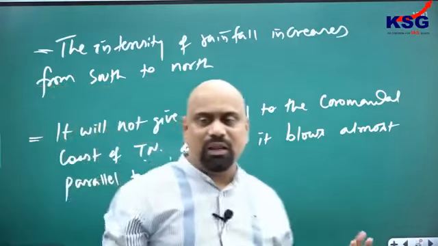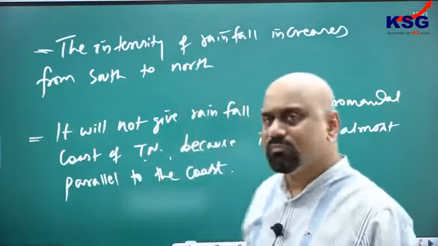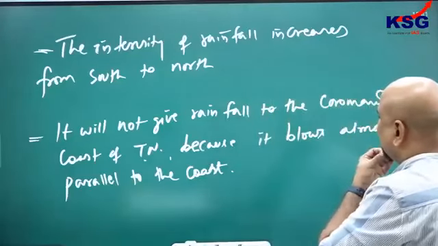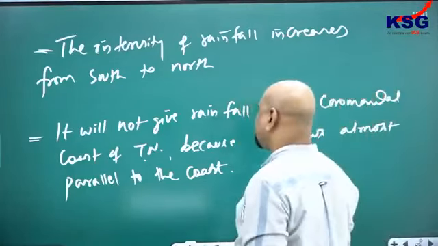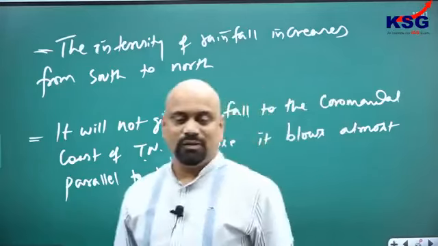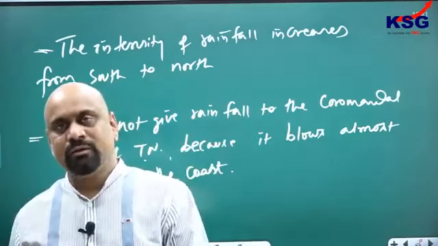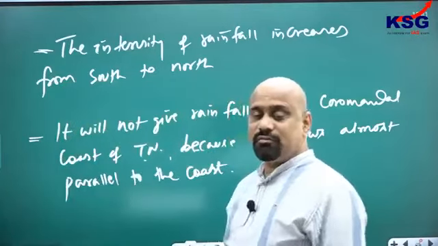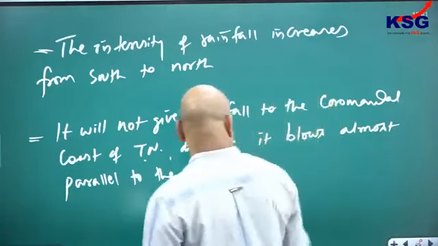कोस्ट के साथ साथ ये पैरेलल है. Because it is parallel to the coast, that is the cause. It will not give rainfall to the Coromandel coast of Tamil Nadu because it blows almost parallel to the coast. No rainfall in these regions. You remember. But rainfall is there in case of what? Gradually in the state of Andhra Pradesh, Odisha, West Bengal, north की तरफ इतना जाएंगे.